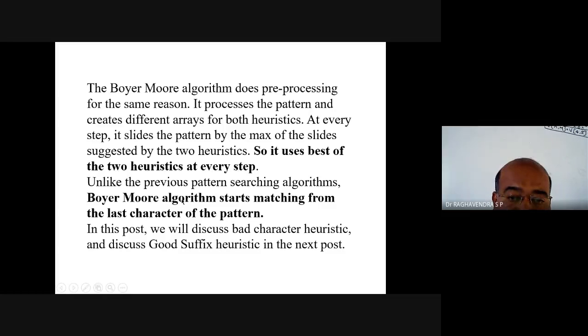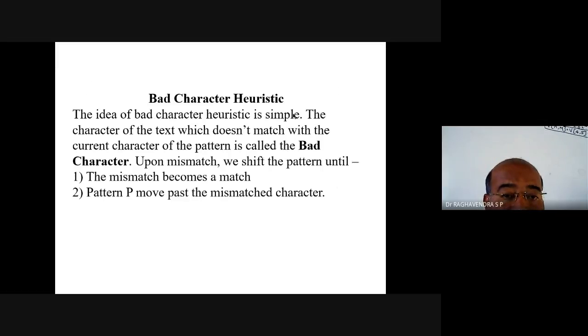Unlike the previous pattern searching algorithm, the Boyer-Moore algorithm starts matching from the last character of the pattern. Remember, it makes the comparison from the last character of the pattern, not the text. In this post, we will discuss the bad character heuristic as well as the good suffix heuristic. Both the techniques we are going to discuss now. The first one is the bad character heuristic.